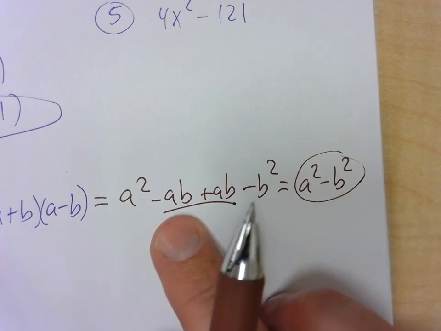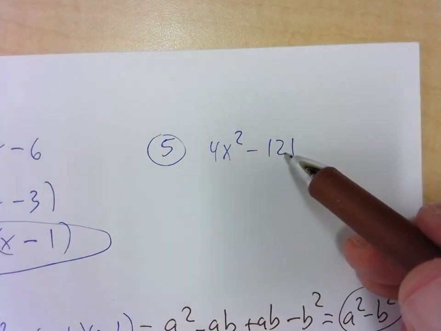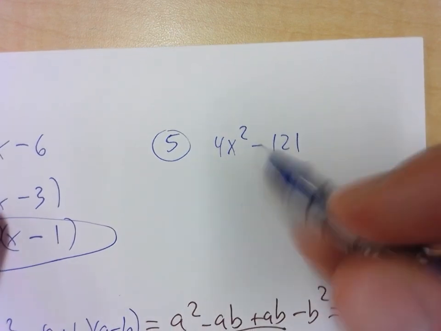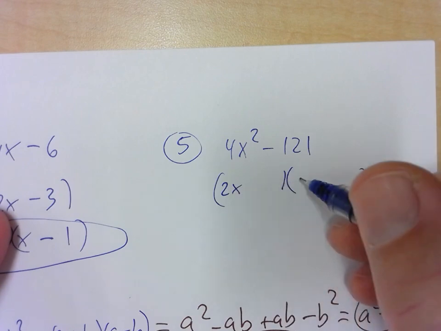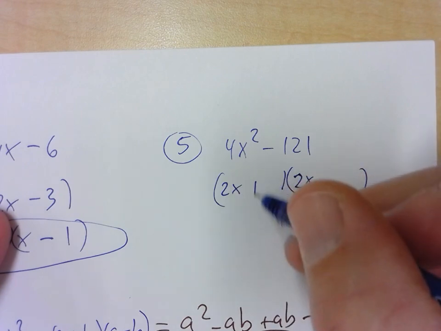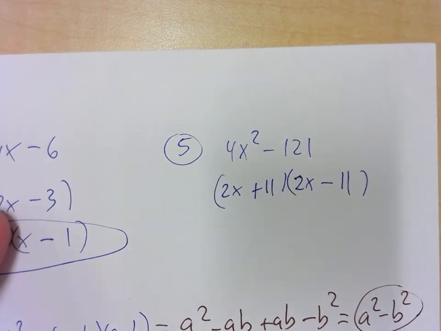Because this goes away since they're opposite things. So you have to recognize this is a perfect square. It's 11 times 11. If you do enough of these, you start to kind of see these patterns. So we get 2x and 2x plus 11 and minus 11. It is the difference of 2 perfect squares. And that'll come up on here again.